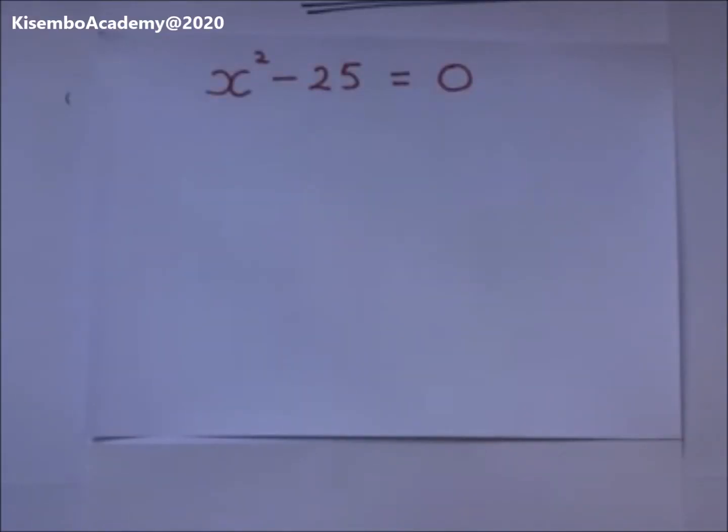Solving quadratic equations using the square root property. We'll demonstrate this using two worked examples. We have x squared minus 25 is equal to 0. We are required to find the value of x.